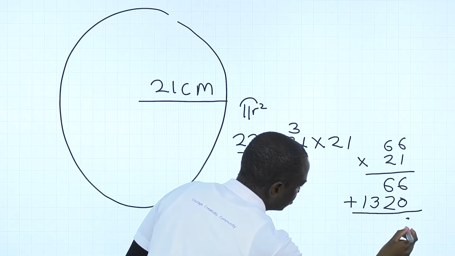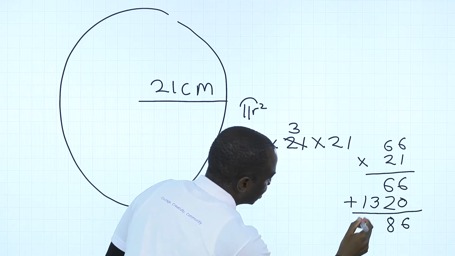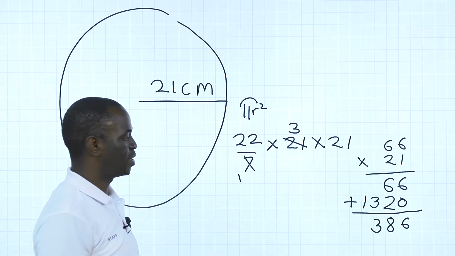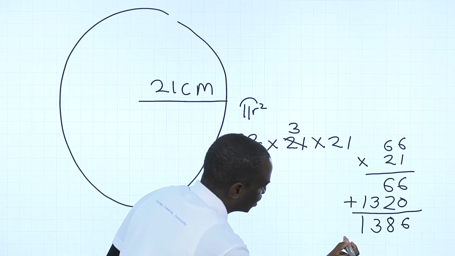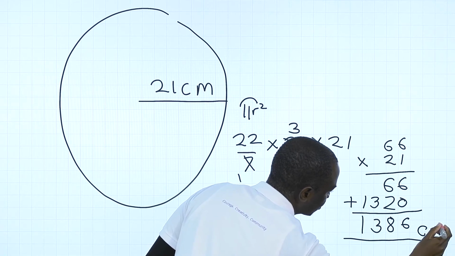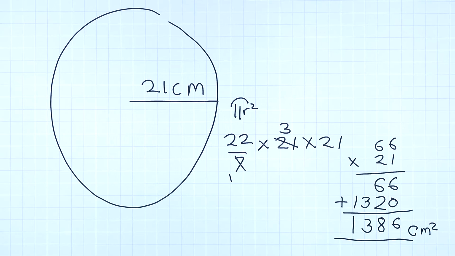6 plus 0 will give me 6. 6 plus 2 will give me 8. And then 3 plus nothing. There's nothing on top there. So I'm basically bringing the number down. And then 1. Then I'll draw my line. And I'll write my centimeter squared. So this is the answer that we get when you multiply this circle.